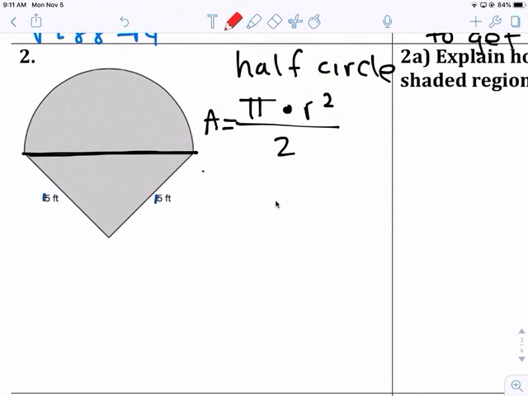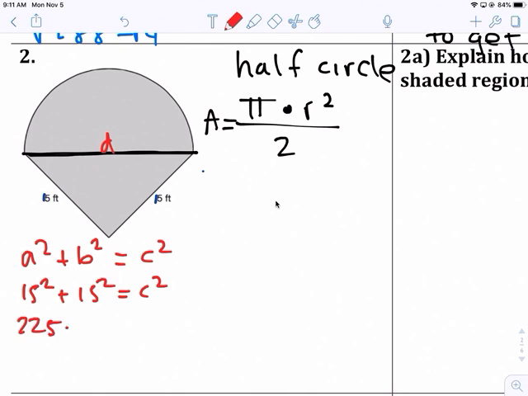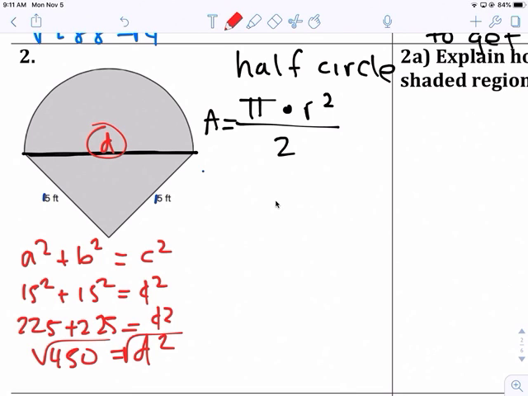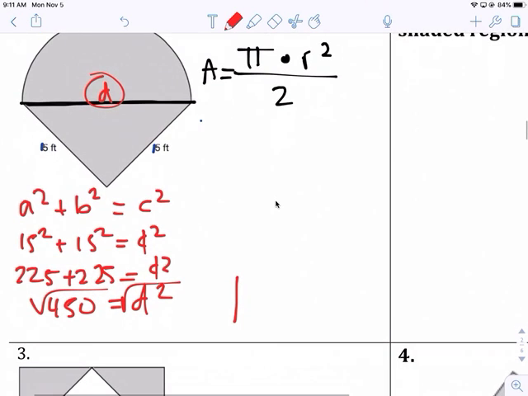Okay. Because it doesn't have a diameter, you have to do a squared plus b squared equals c squared. 15 squared plus 15 squared equals c squared. 225 plus 225 equals c squared. 450 equals, c is this diameter we're trying to find, so we'll put diameter squared. And find the square root of 450. It is 21. Let's round the diameter to the nearest tenth.